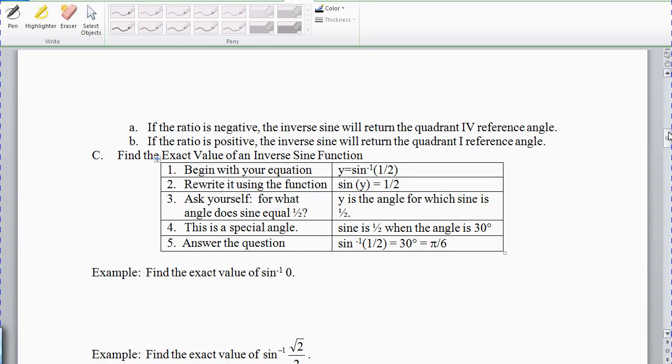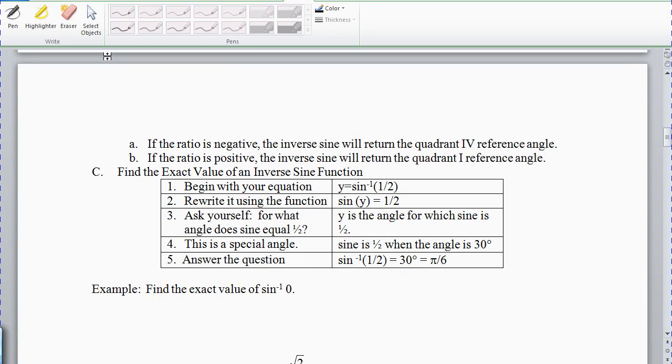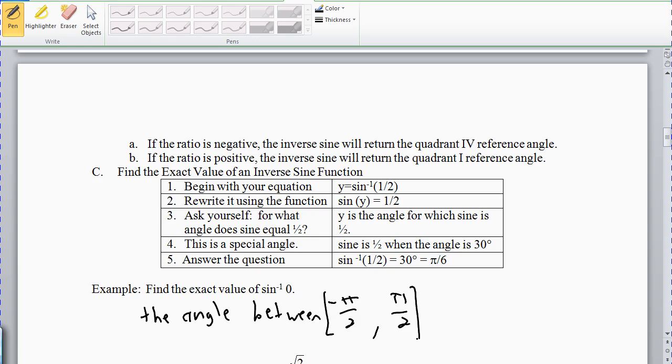Positive. Let's do some more examples where they're not laid out for you, where you've got to think of them. So in this example, find the exact value of inverse sine of 0. Now what this is asking is for the angle between negative pi halves and pi halves, such that sine of theta equals 0. And we're doing radians. So what is the angle between negative pi halves and pi halves such that sine theta equals 0?